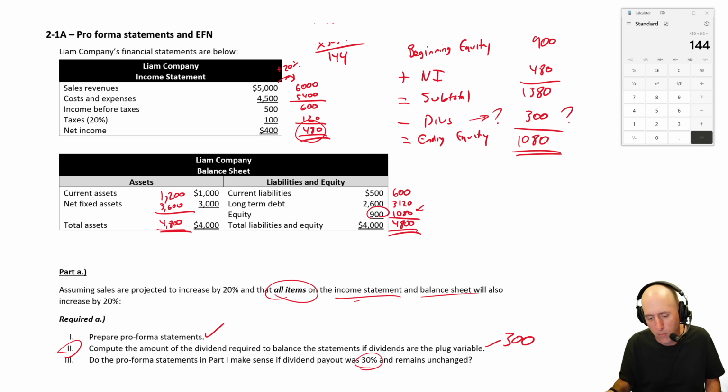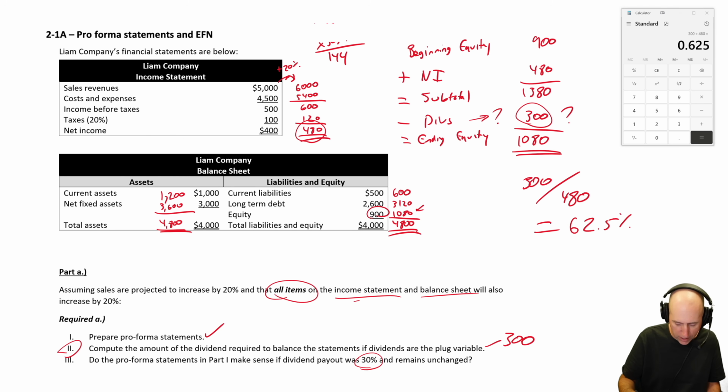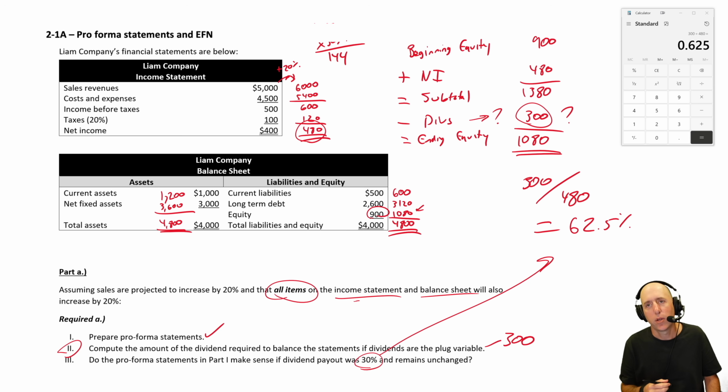So that's a problem. Out of curiosity, what is our dividend payout ratio at 300? Well, it's a $300 dividend on $480 in net income, 300 divided by 480. That gives us a payout ratio of 62.5%, way higher, more than double the 30% payout ratio. So what does this mean in practical matters? It means probably our financial statements are going to look a little bit different from this because we probably won't pay out a 60% dividend.